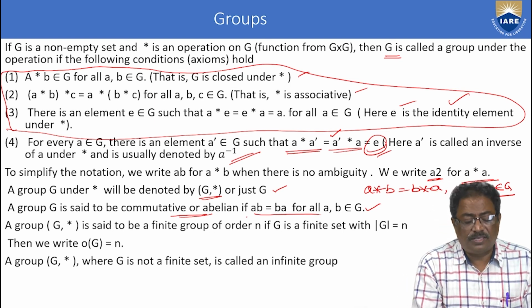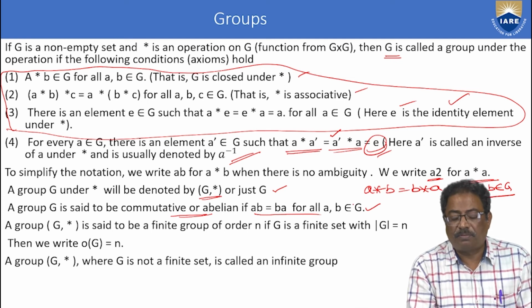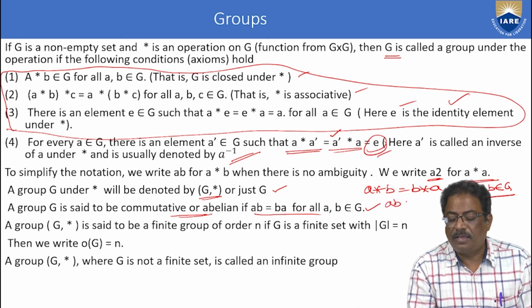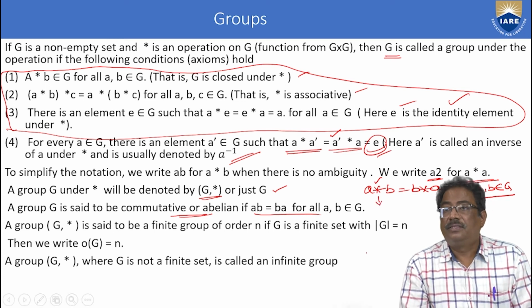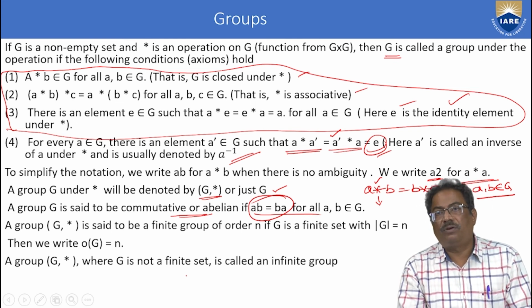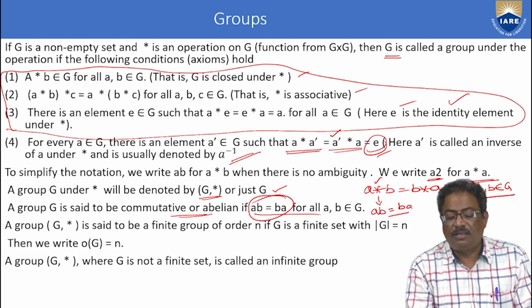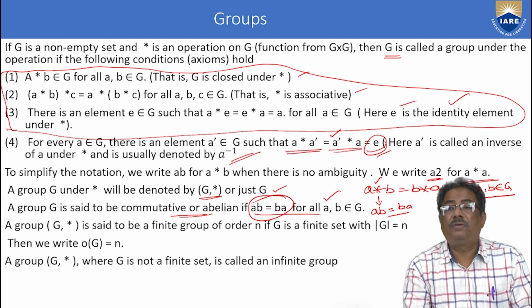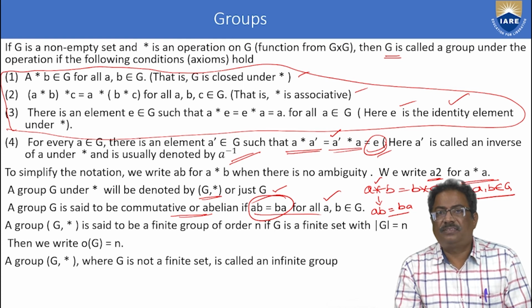For the sake of simplicity, instead of A star B, sometimes we write AB. Whatever the operation performed, if the binary operation is multiplication, then A star B is equal to AB, and this is BA. Under that, a group is said to be an abelian group if it satisfies this property.